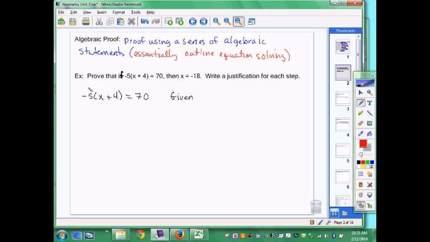The next thing we do in solving an equation is we distribute that 5. And in order to distribute that 5, I use the distributive property. Then, after I've distributed that 5, the next thing we would do would be to add 20 to both sides. So I get negative 5x is equal to 90, and the reason I did that was the addition property.